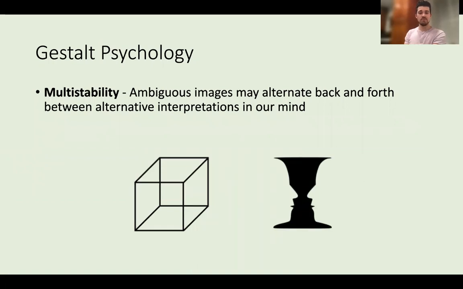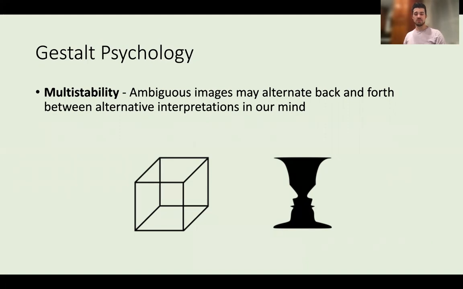So we have multi-stability, and these are ambiguous images that may alternate back and forth between alternative interpretations in our mind. So it's basically seeing two things at once. These two are the more popular images when we talk about multi-stability. The left one, you could look at either of those squares as being in the foreground or background. And when you look at it, often if you keep looking long enough, they're going to switch back and forth.